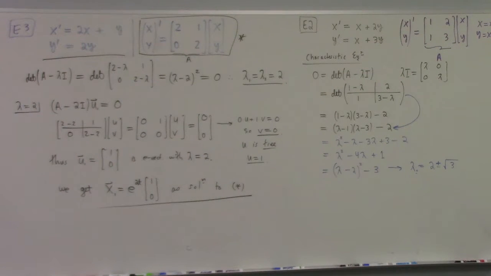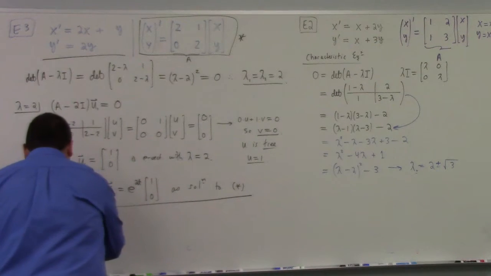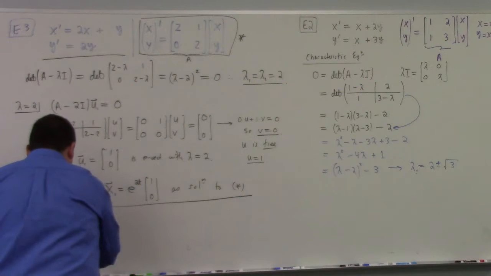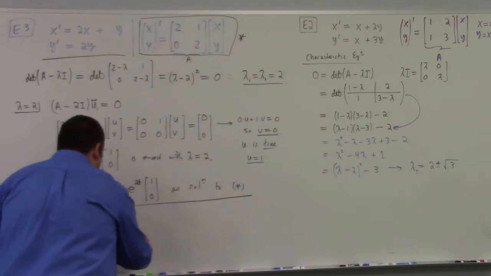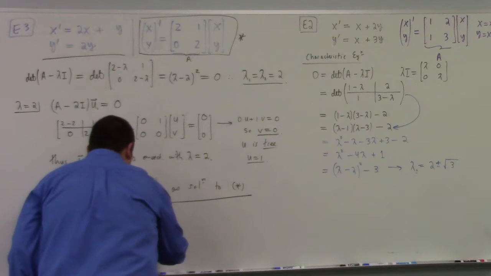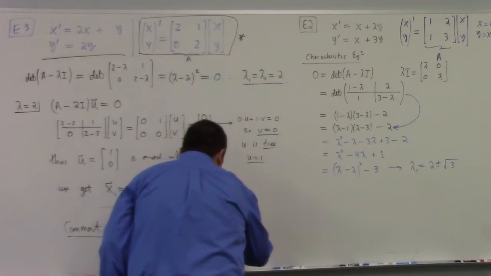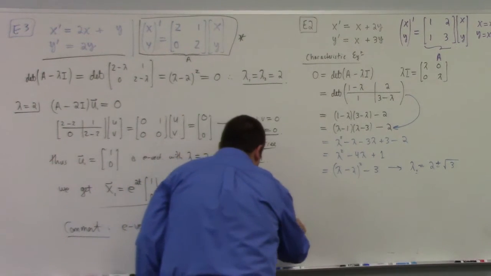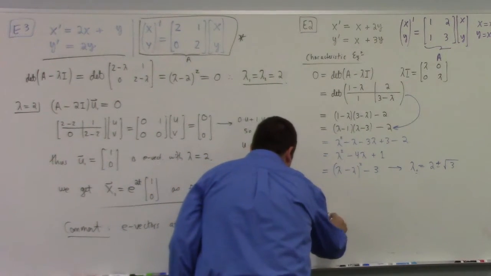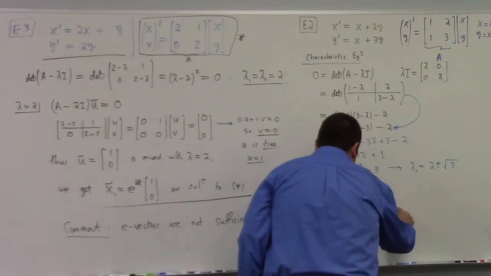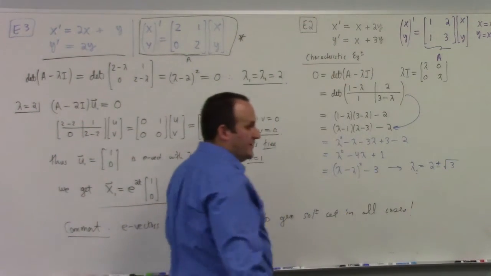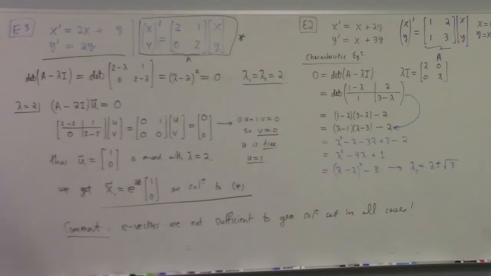So we're missing something, right? So what does this tell us? Math is broken. No, it just means that eigenvectors are not sufficient to generate the solution set in all cases. It means we need to look for something else. Something beyond eigenvector solutions is what this means.